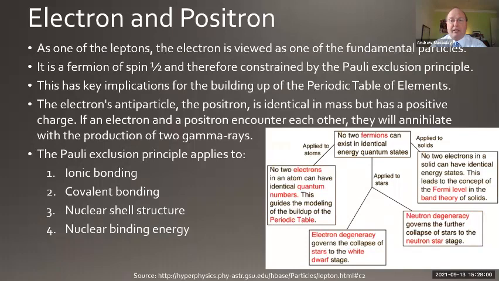Electron degeneracy governs the collapse of stars to the white dwarf stage, so it applies to stars. And neutron degeneracy governs the further collapse of stars to the neutron star stage. So what we see in the subatomic particles applies to the macro universe with white dwarfs and neutron stars.